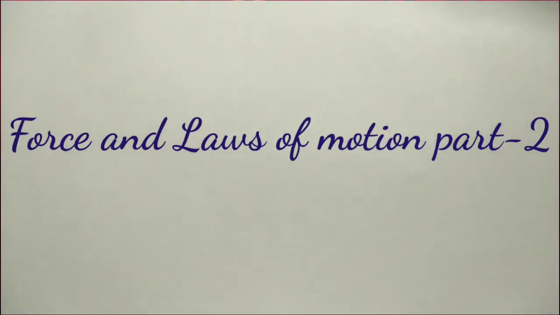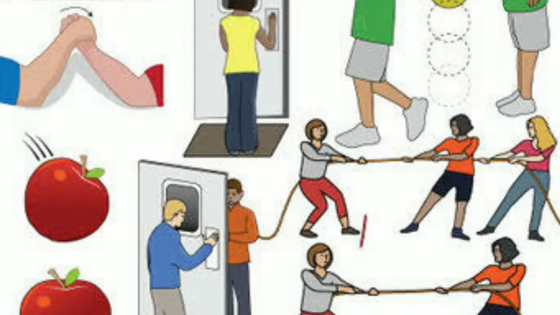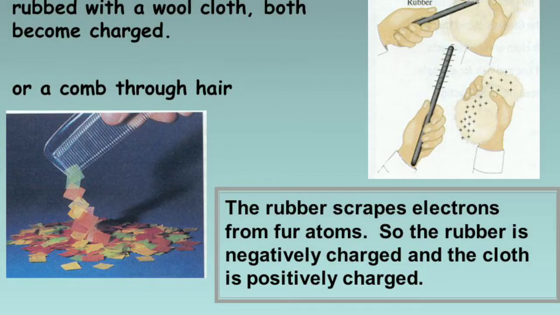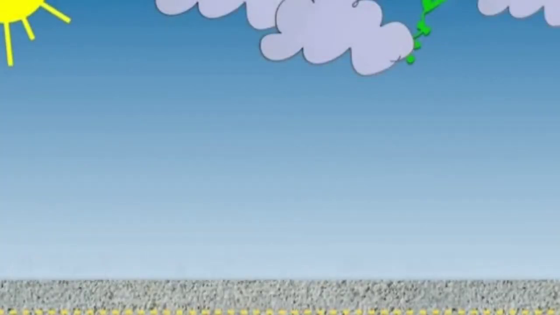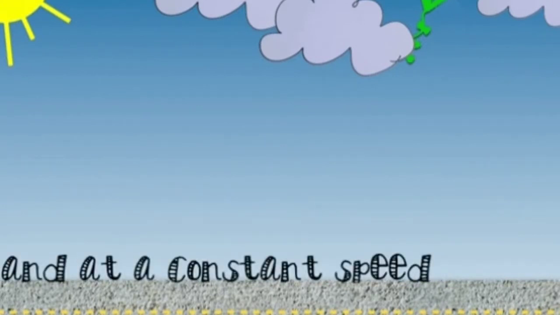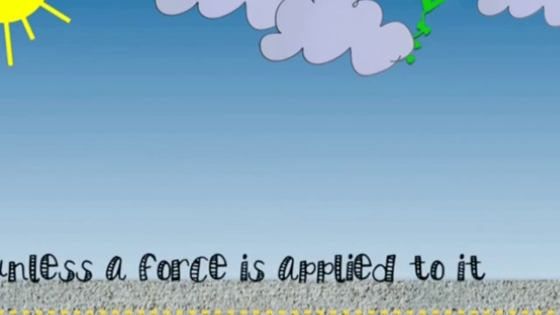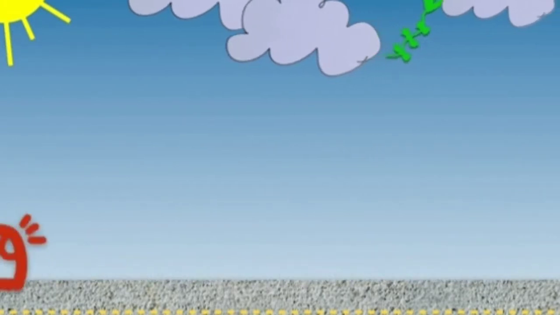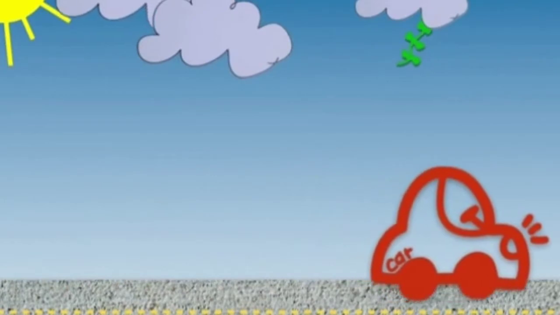Namaste children. Till now we have learned about what is force, how can you apply force, what a force can do, the two kinds of forces, that is contact forces and non-contact forces, the property of the objects, that is inertia, the types of inertia, that is inertia of rest, inertia of motion and inertia of direction, and Newton's first law of motion.